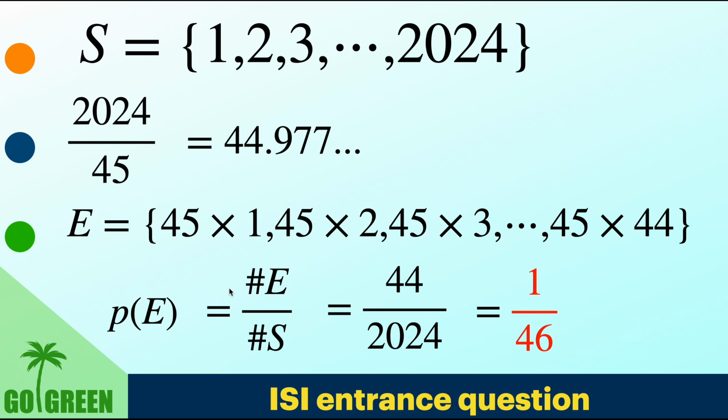So the probability of hitting E is 1 by 46, and hitting E means what? So you are picking a number which is a multiple of 45, okay? And a multiple of 45 is the same as the number being divisible by 9 and 15 both, okay? So that is what we have done here, and this is the final answer, that the probability of picking a number which is divisible by both 9 and 15 is actually 1 over 46.